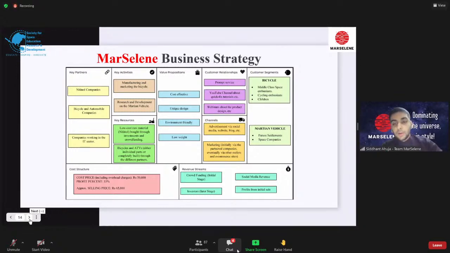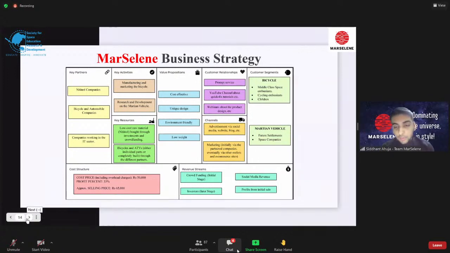Channels. The products will initially be made and dispatched from the warehouses of the key partners, but at a later stage, these processes will be moved to Marceline's own headquarters. The products will be initially advertised via social media websites, the company's own website, and blogs. The customer segments. Since the products being low cost is a key value proposition, Marceline will be targeting the middle class and the youth for the sales of the bicycle, whereas the ATVs will be sold to space agencies and the future space settlements.